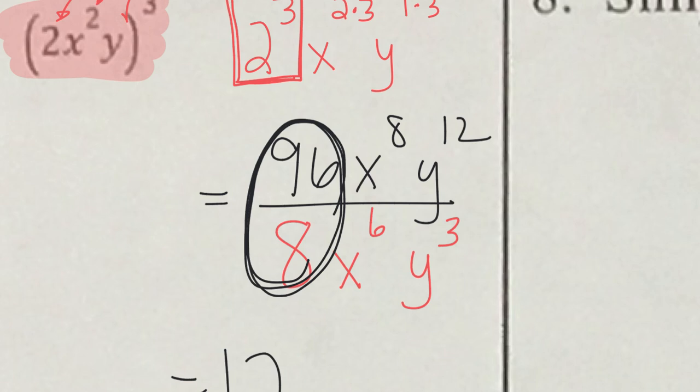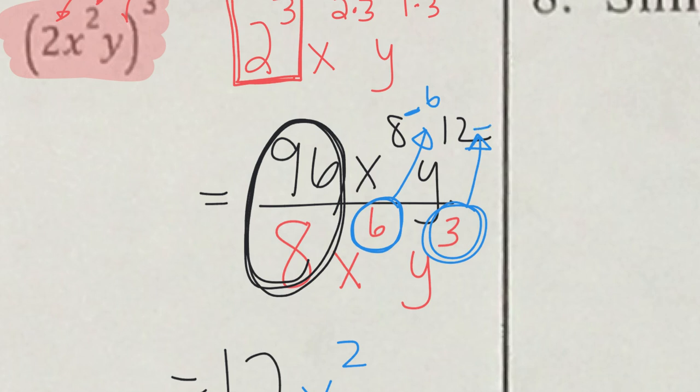And then the numerator has the larger power. So this is going to be 8 minus 6, which is x squared. And once again, the numerator has the greater power for y. So 12 minus 3 is y to the 9th. So our final simplified answer is 12x squared y to the 9th.